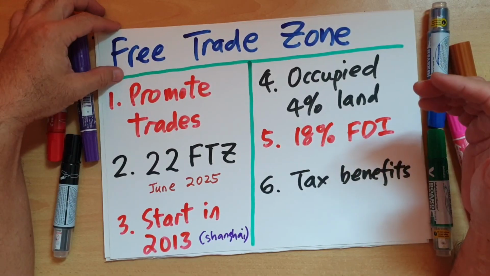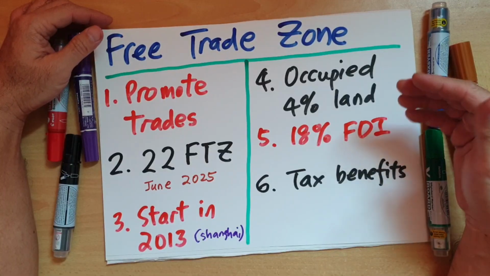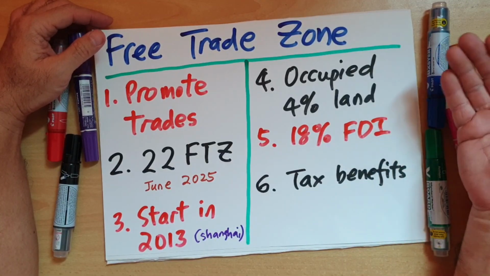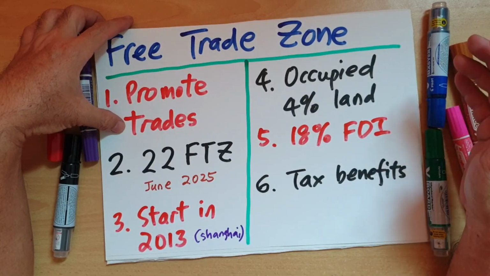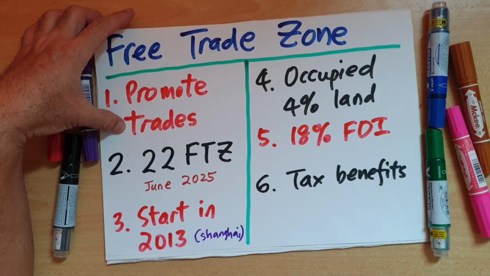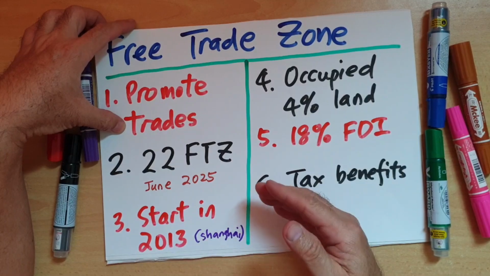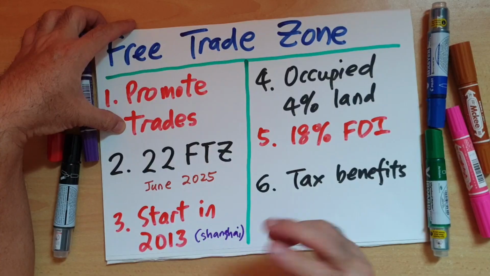So let's go to the first zone, which is called the free trade zone. The main objective of a free trade zone, like the name implies, is to promote trade. So far, up to June 2025, China has 22 free trade zones. The implementation of this zone actually started in 2013, starting with the Shanghai Free Trade Zone.